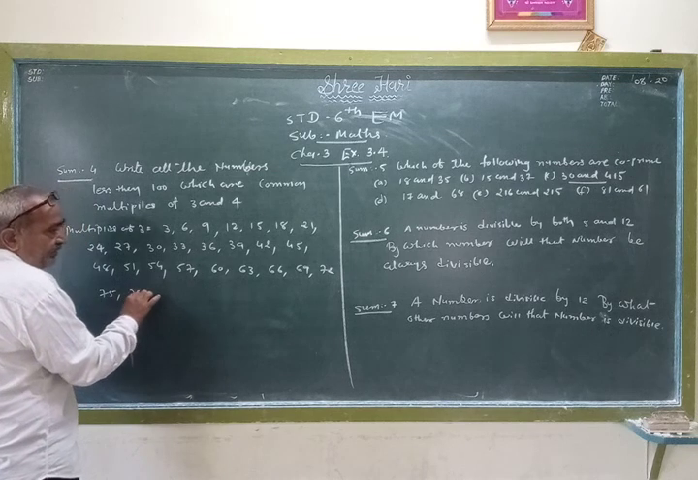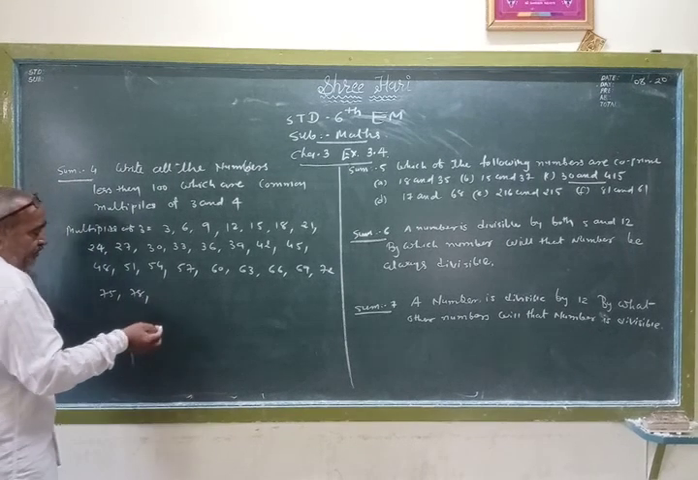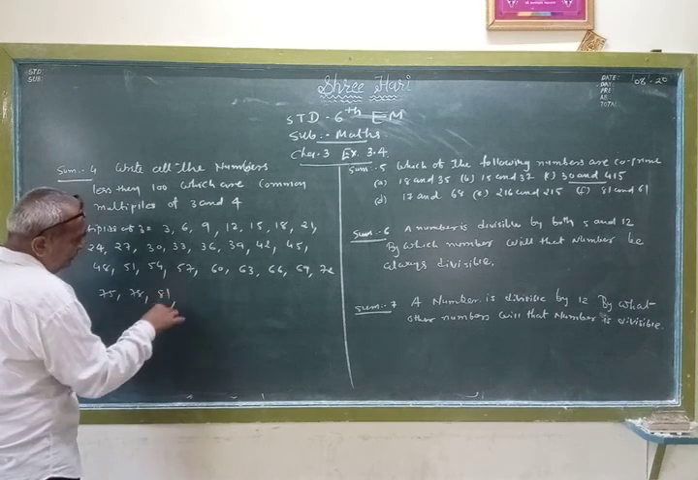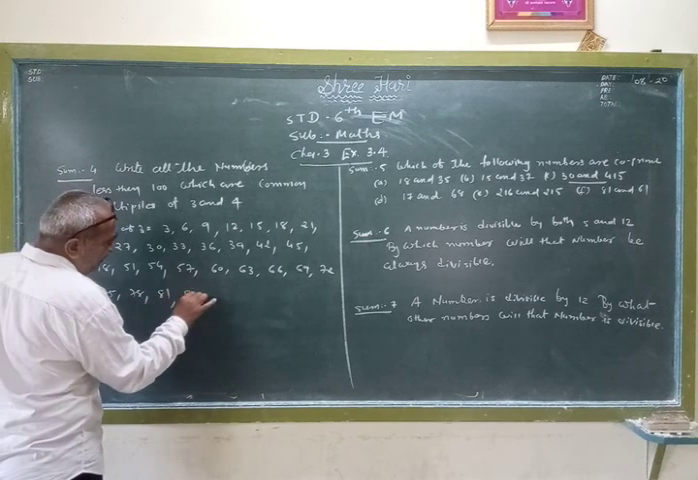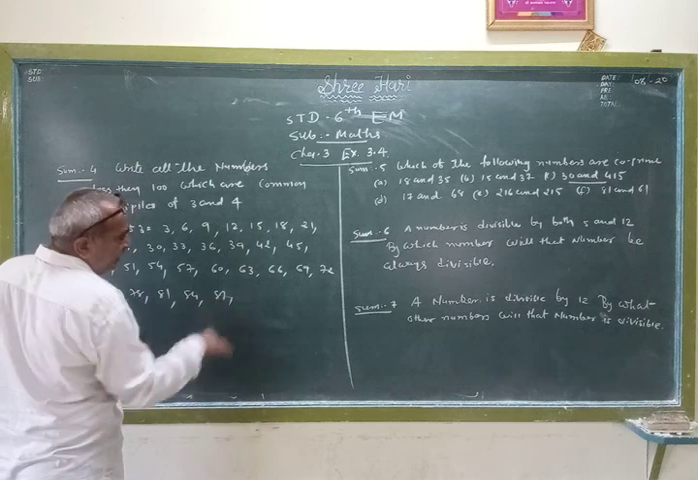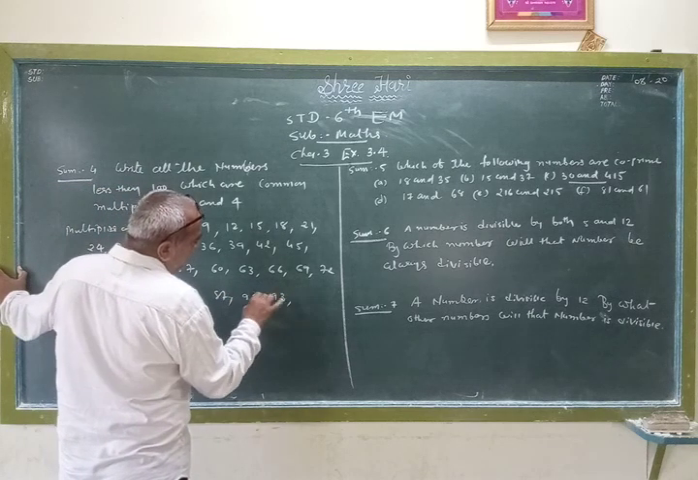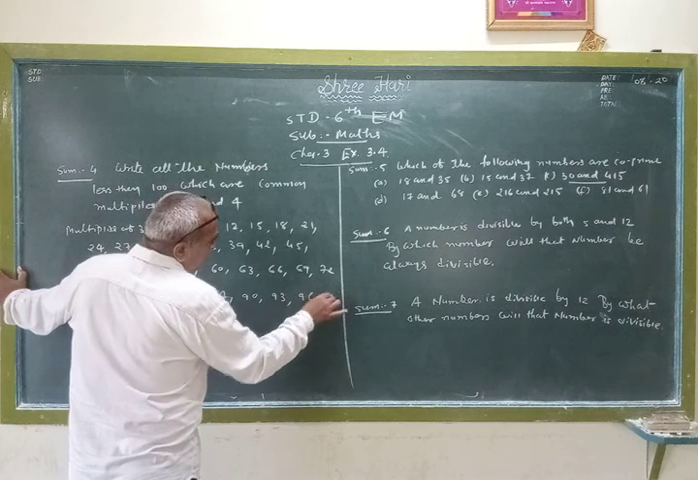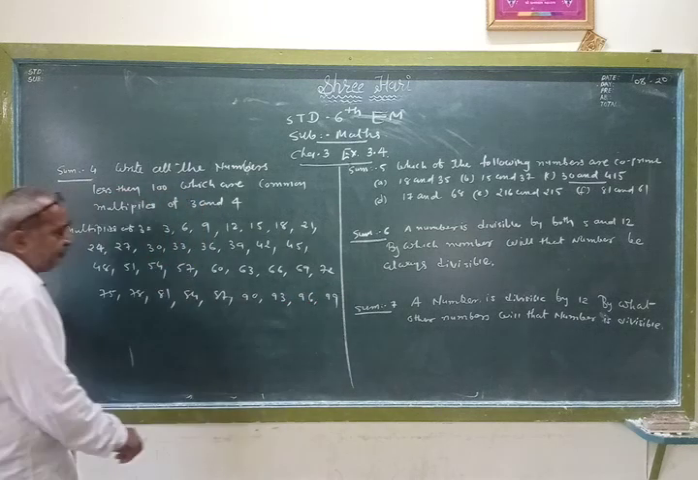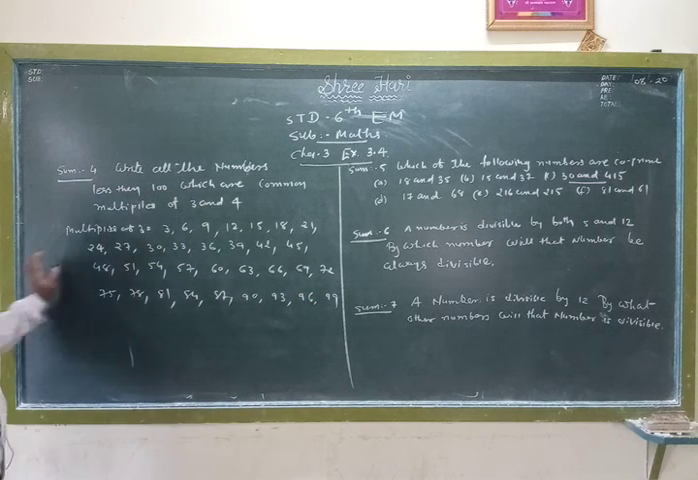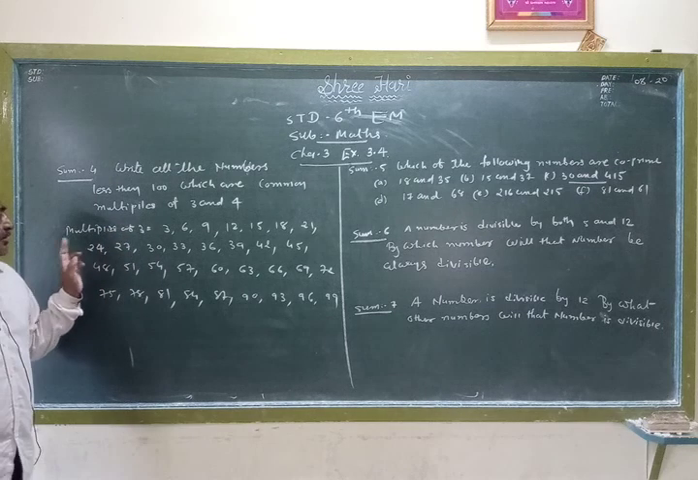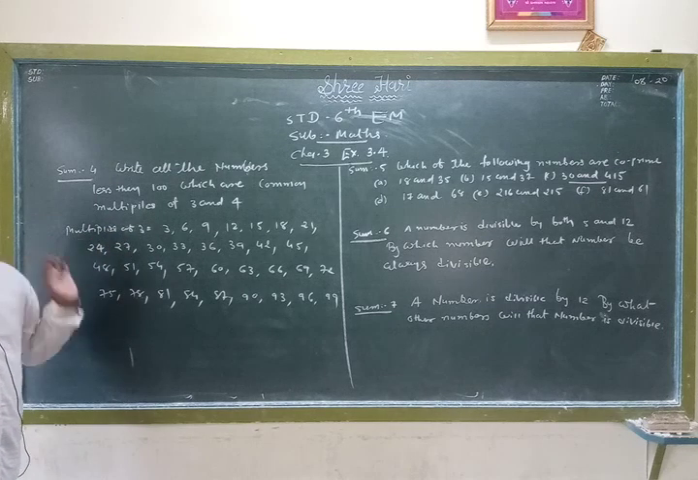After 78, add 3, so 81. After 81, add 3, 84, 87. After 87, add 3, 90, 93, 96 and 99. So these all are the multiples of 3.